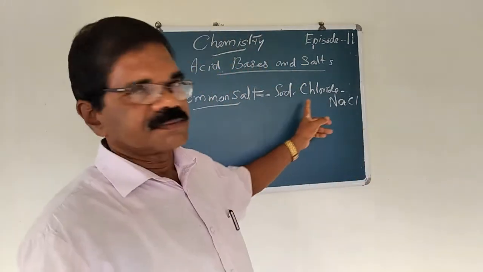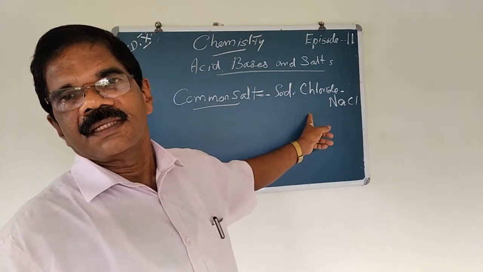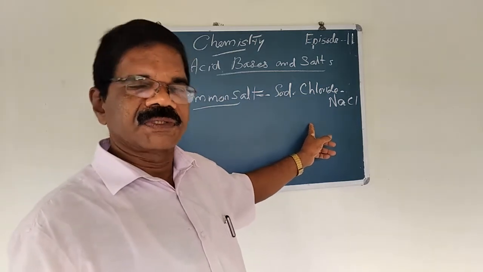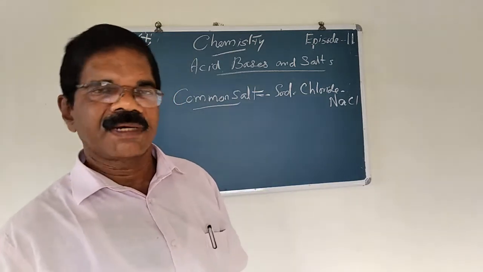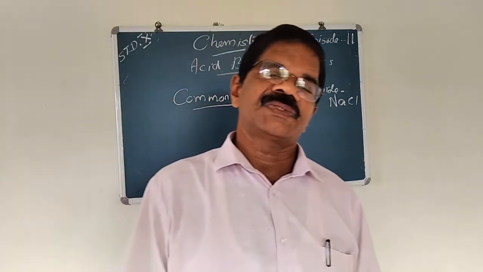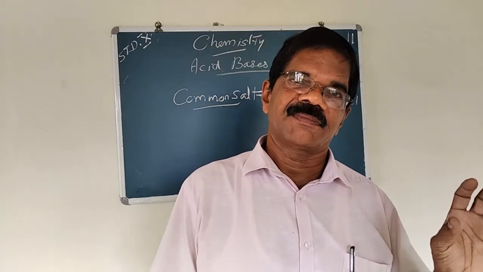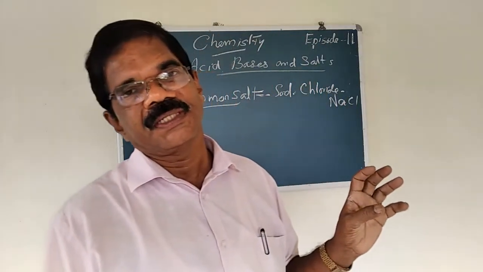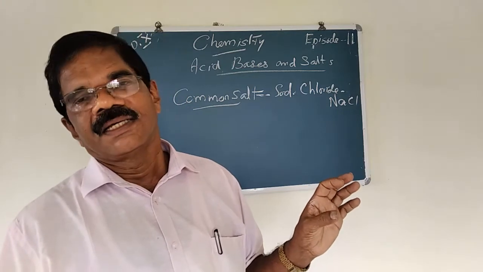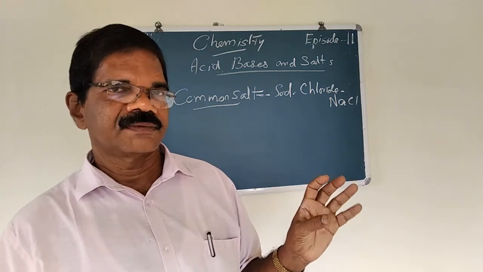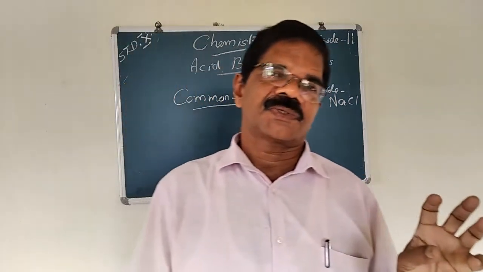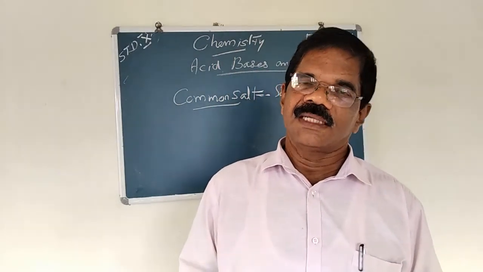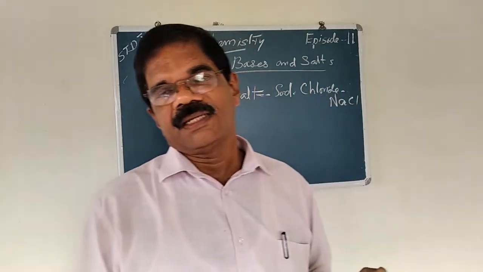This common salt is found in solid form in several parts of the world. It is known as rock salt. Sodium chloride is found in solid form in several parts of the world, and there it is called rock salt. We obtain rocks of sodium chloride from this. There will be some impurities in it. We can purify it and use it.